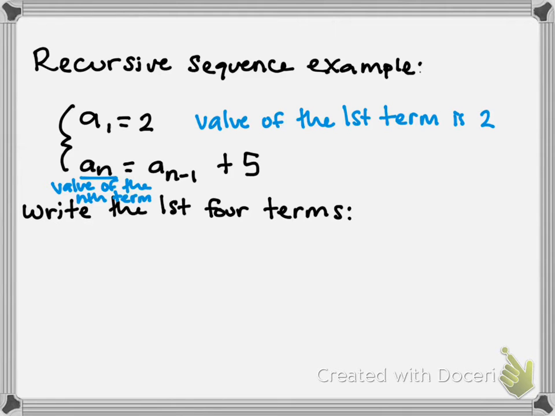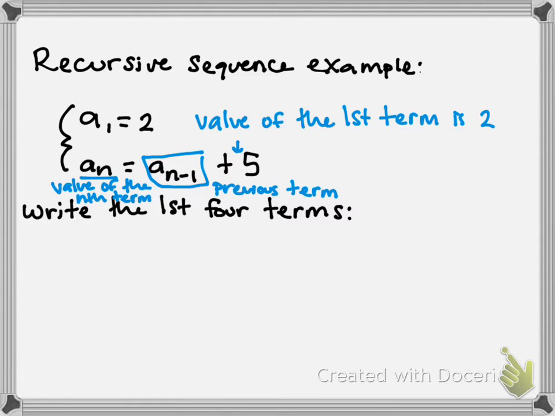Okay, and that's equal to, this is the funky part, a sub n minus 1. A sub n minus 1 is just a weird way to say previous term. So I'm going to take the previous term and I'm going to add 5, because that's what this part of the formula is telling us.